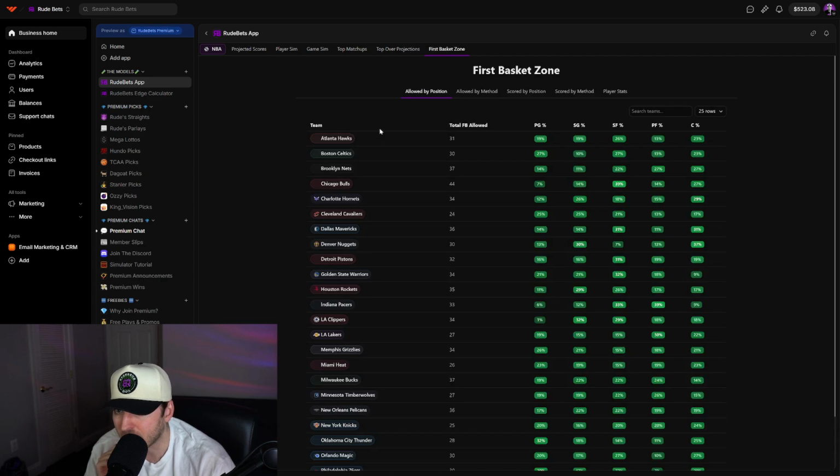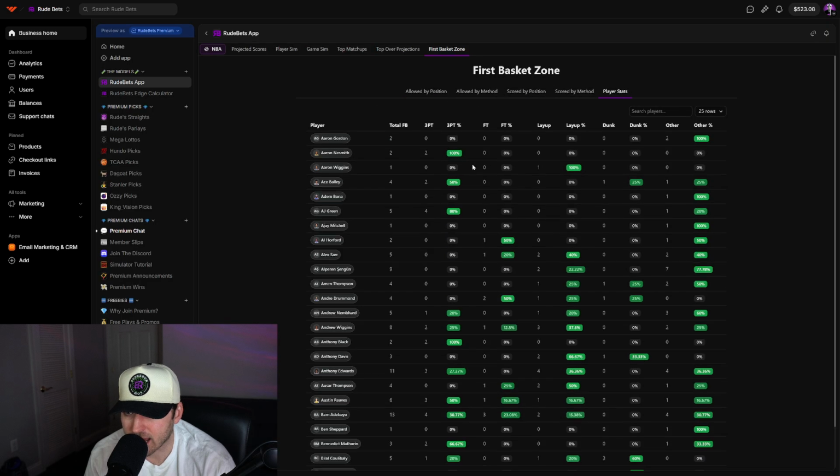And then lastly, the first basket zone. This is for those of you who like first baskets and really want to get in the weeds. This is going to have probably the most in-depth data for first baskets you'll find anywhere. There's not that much data on it. I had to manually build this. You can't just find these data points online outside of my site. So we have 5 tabs here.